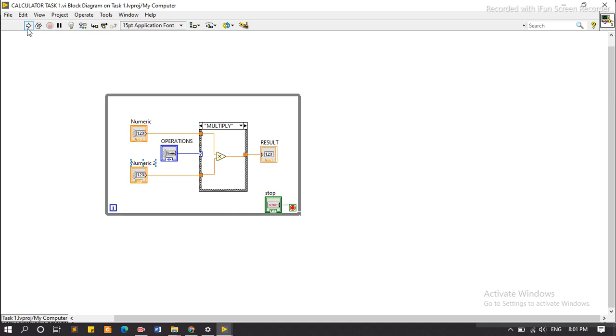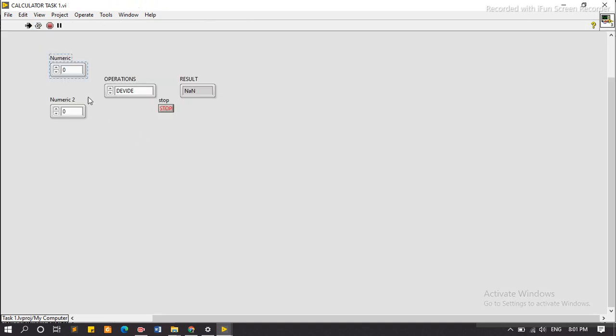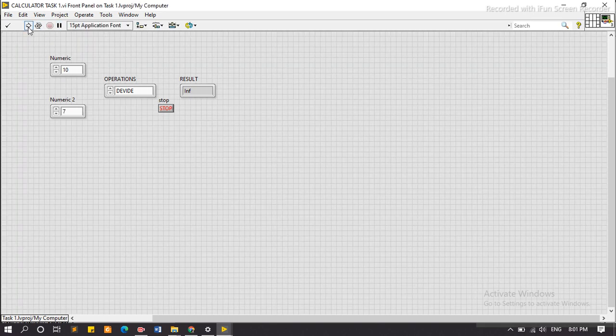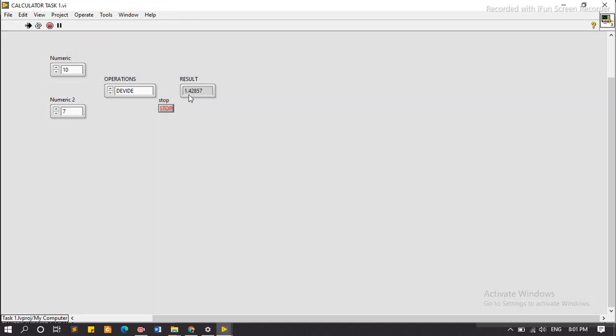Now we run the study and check the calculator. Here we enter 10, and here we enter 7. Divided by 7, we run this again, which is equal to 1.42. We change the operator. 10 multiplied by 7 is equal to 70.